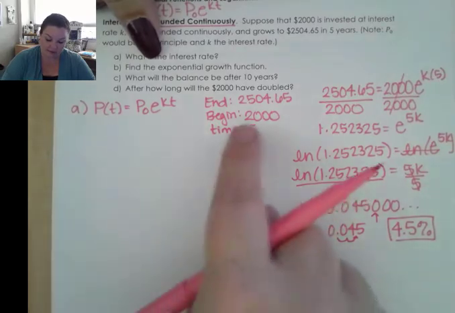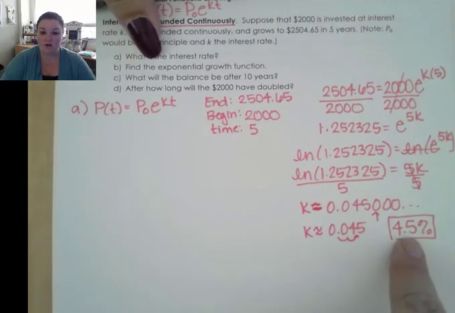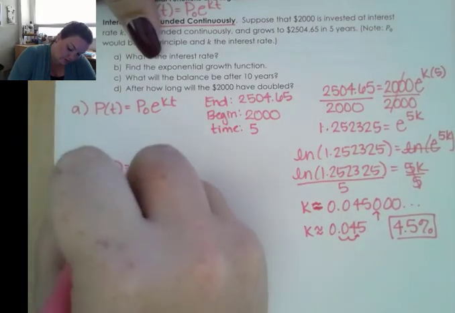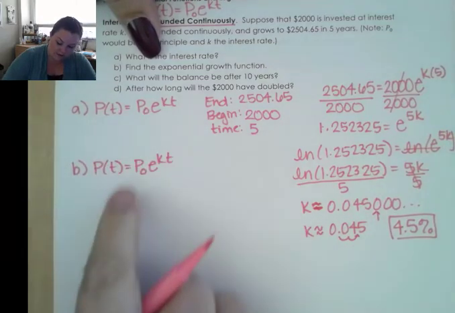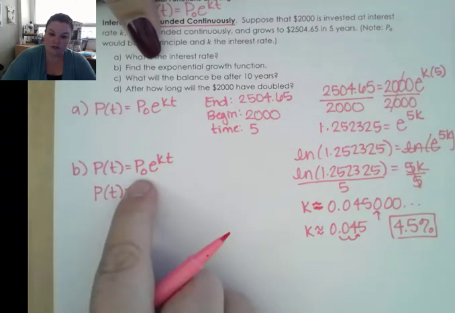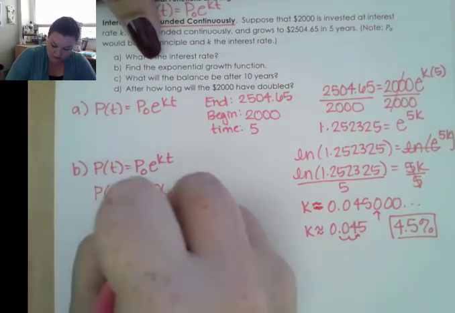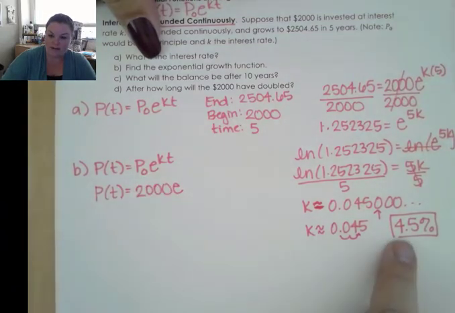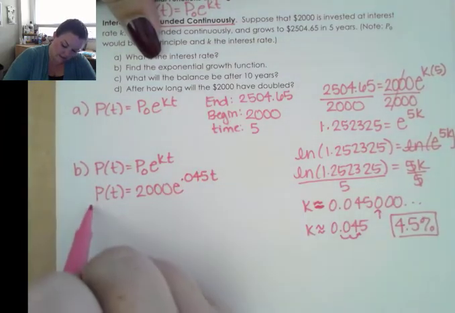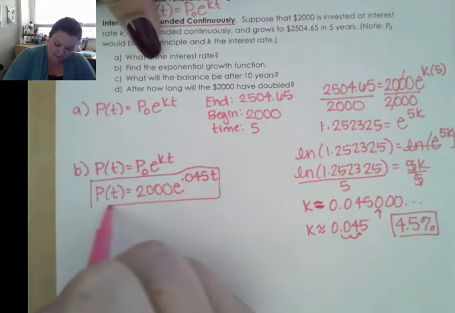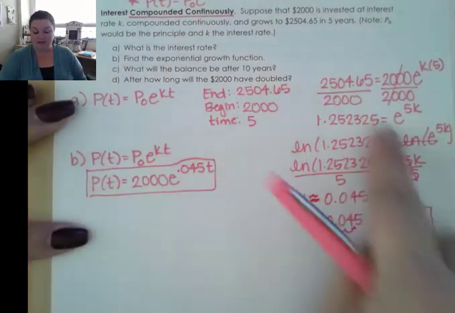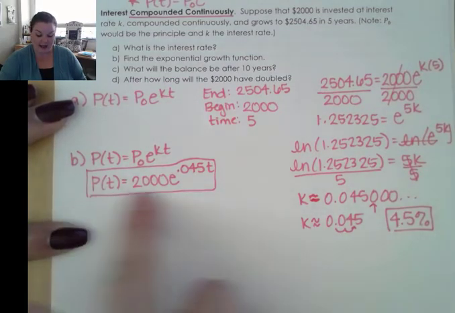So now that we have our beginning amount and we have our growth rate, we should be able to put this in function form. So again, I'm just going to write what our function looks like and then put in my specific values. So we know our starting principal amount was $2,000. And now we know our rate, which we're going to write as a decimal. So 0.045 times t. So now we have our growth rate function. Okay. So unlike the last one, we first had to solve for our rate. Now that we know our rate, now we have our function.